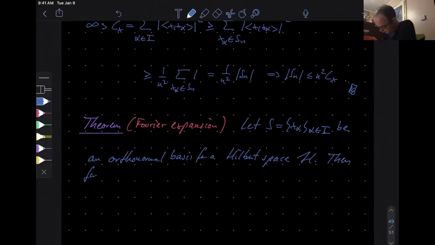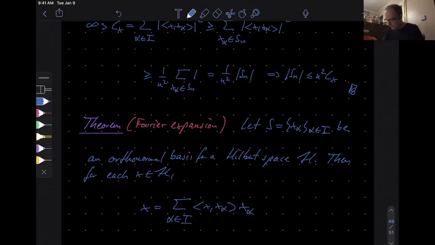Then for each x in H you have the following representation. You can write x as the sum over alpha ranging over the full index set of the inner product of x with x alpha times x alpha. And this is called the Fourier expansion. So this representation is the Fourier expansion.